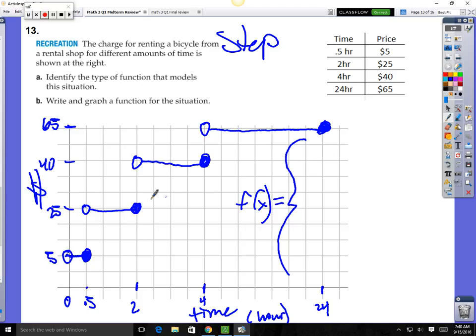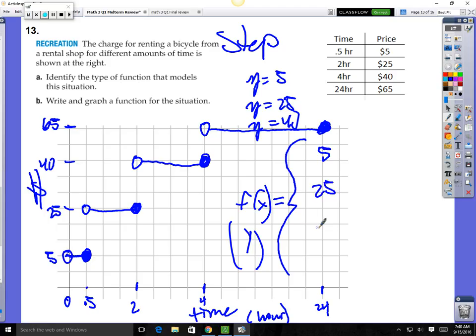They're all horizontal, so they're pretty easy. It's just y equals 5, y equals 25, y equals 40. These are the functions. Horizontal ones are the easiest. So it's y, that's the same thing as y. Y equals 5, y equals 25, y equals 40, and y equals 65. So those are the 4 pieces.